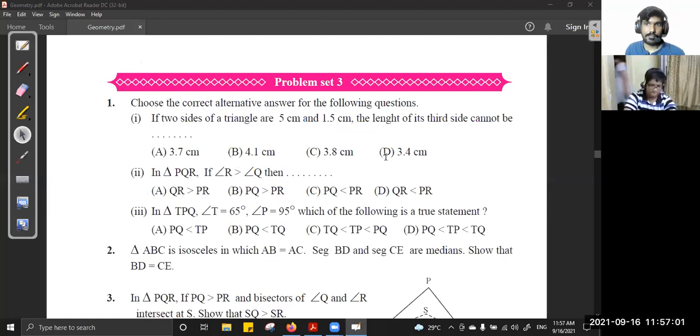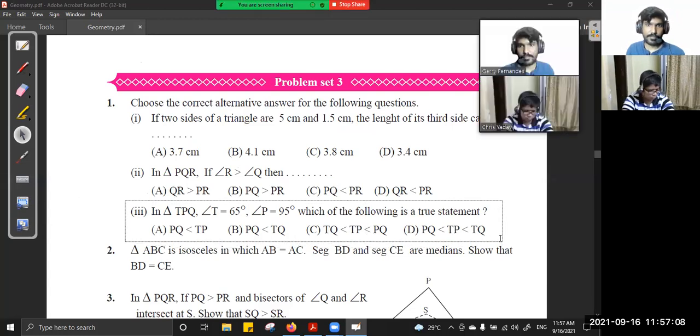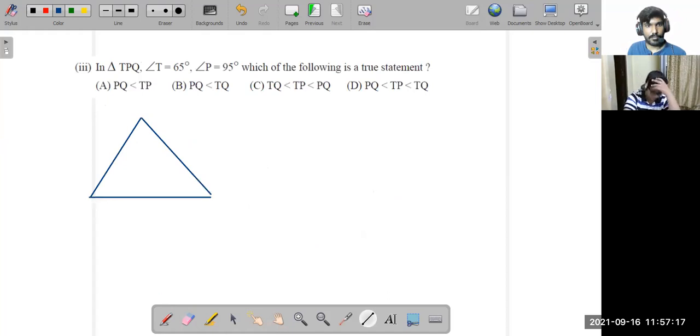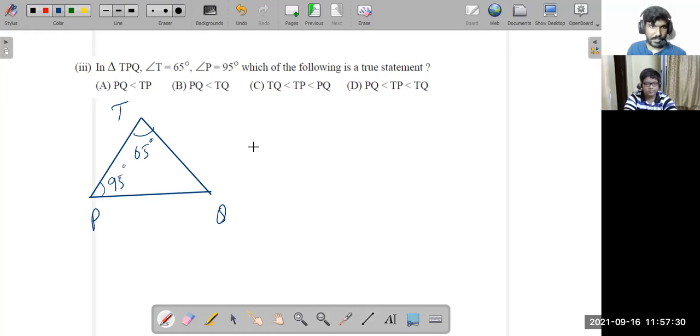And third one, so this is triangle TPQ. Angle T is 65 degrees, angle P is 95 degrees. How much will Q be then? 20 degrees.